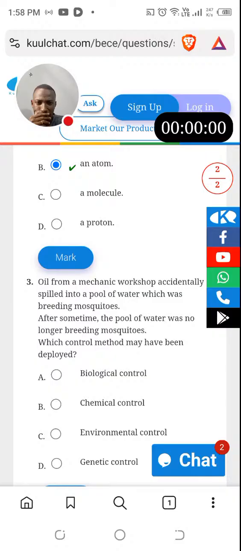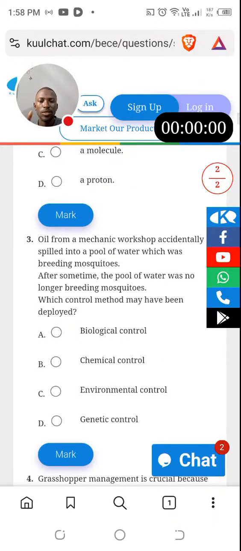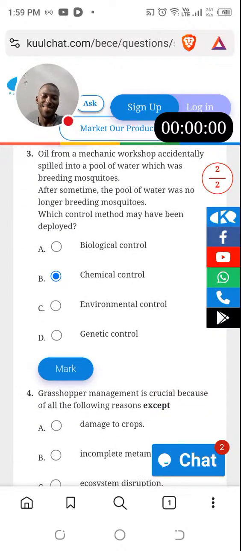Now we have oil from a mechanic workshop accidentally spilled into a pool of water which was breeding mosquitoes. After some time, the pool of water was no longer breeding mosquitoes. Which control method may have been deployed? Is it biological? It's definitely not biological, because if it was biological, then we are expecting another living thing to be used. Then it's not a chemical. Environmental and genetic, we go for chemical. Yeah, so chemical is the correct answer.